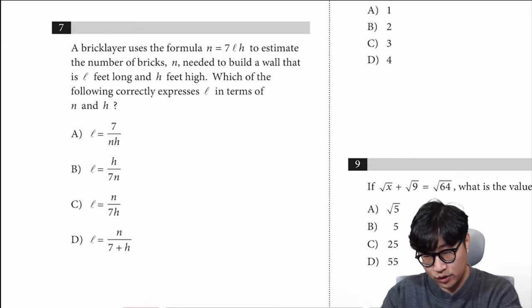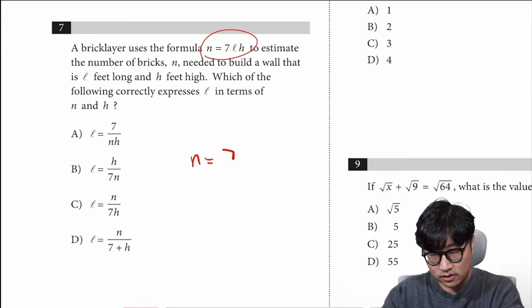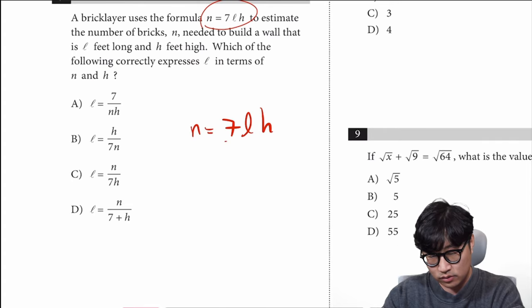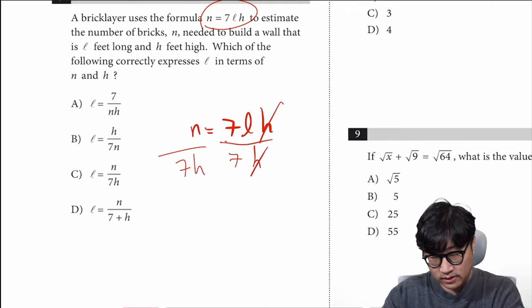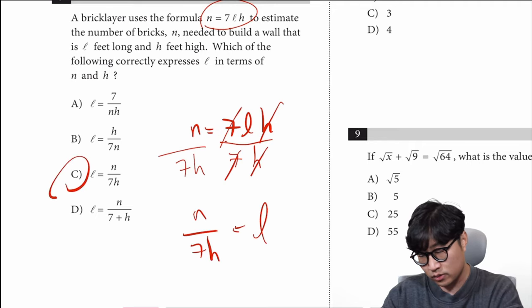Number 7. Bricklayer, whatever that is, just play with it until you leave the L alone. I'm sorry, the L. So just divide by 7H on both sides. And that cancels the H, cancels the 7. So L is equal to N over 7H. And that's answer choice C.